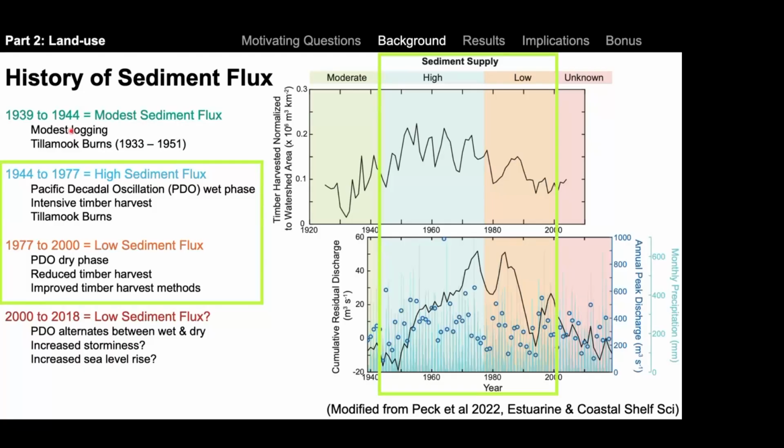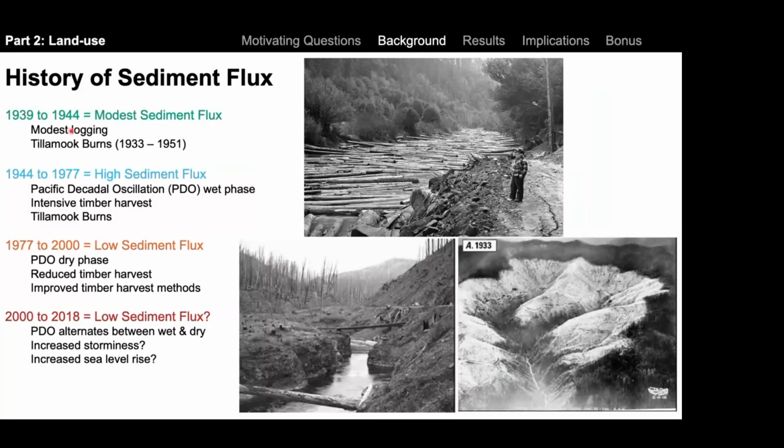So for this first time period, 1944 to 1977, this was just after World War II. There was an economic boom in the area, and there was no EPA generally. And so what we see is this really intensive period of harvest. The first plot there is looking at board feet normalized to watershed area. And these practices were super damaging.